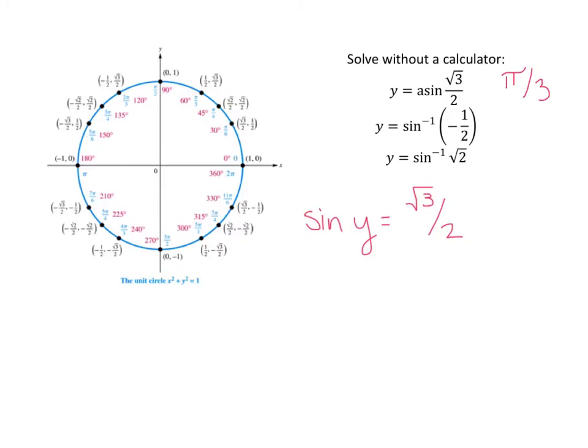On the next one, it's written differently, inverse sine rather than arc sine, but it means the exact same thing. The sine of what is equal to negative 1/2? So I just have to find a y value somewhere that's equal to negative 1/2. It's right here, so it will be 11 pi over 6.